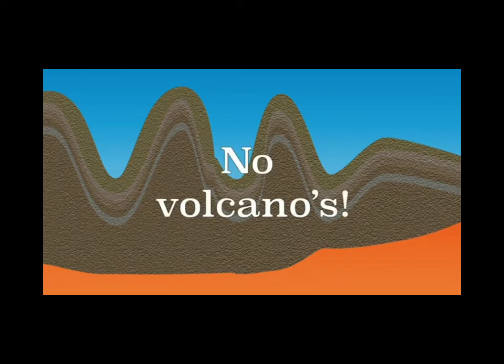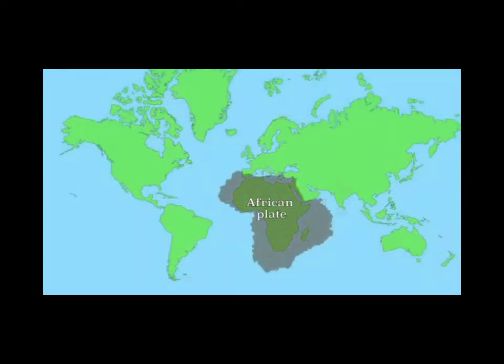But because there is no subduction, there are no volcanoes. The African plate and the Indian plate move north against the Eurasian plate. Because of this convergent movement, many mountains form from Morocco to India, including the Alps and the Himalayas. These movements to the north started about 60 million years ago.